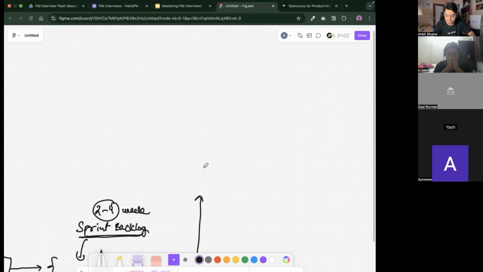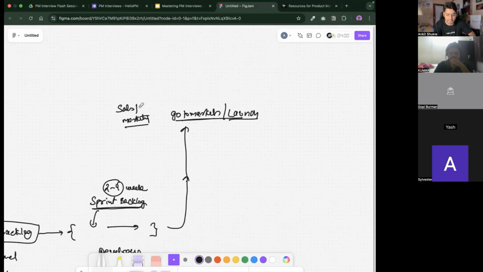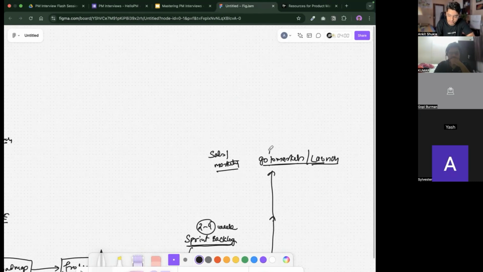Now you are going to take the product to the market. So you will work on the go to market strategy. Here, in the launch or go to market strategy, your major stakeholders are sales and marketing, and customer support also, because you are going to help them understand how to address the common queries and what to do if a customer asks a question. And once it is done, you are going to ship the product to the user.